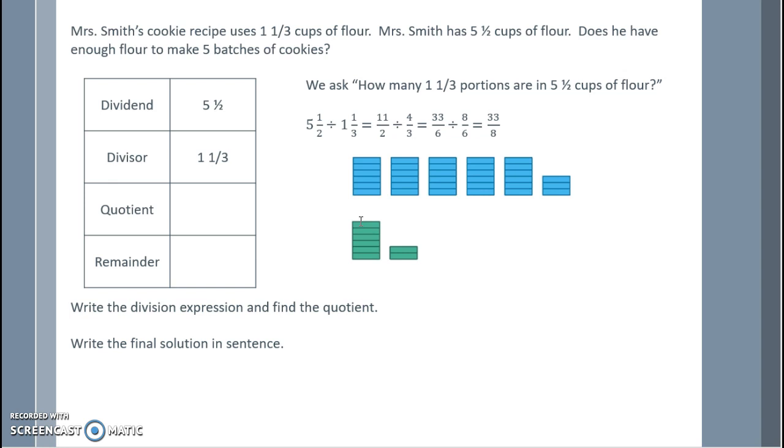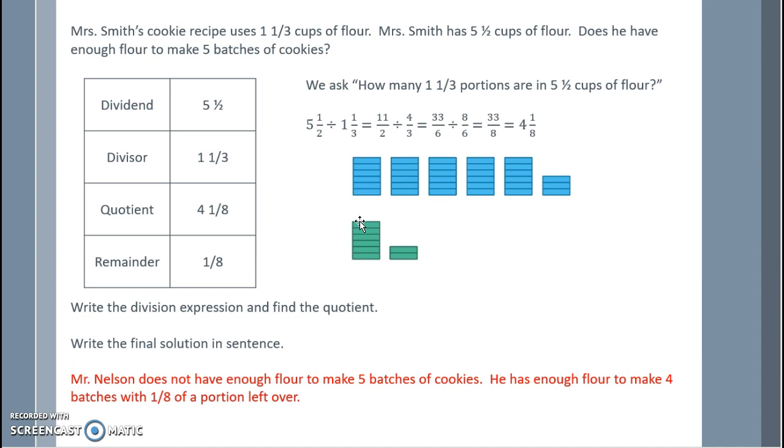This gives me 33/8. So 8 can go into 33 4 1/8 times. So 4 1/8 is our quotient, and 1/8 is the remainder. Mr. Nelson, this should be Mrs. Smith.